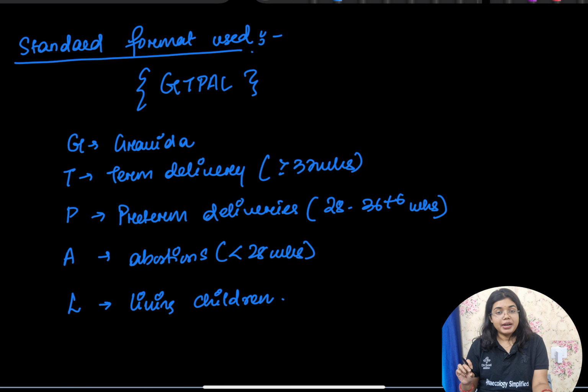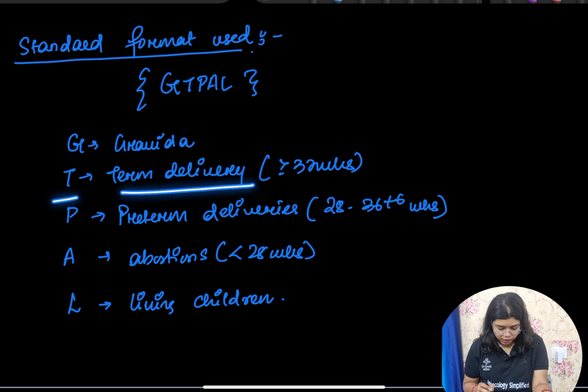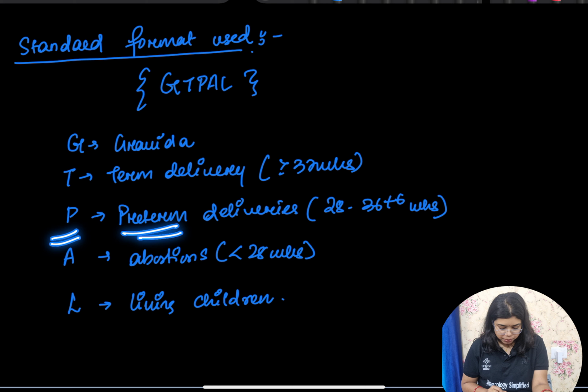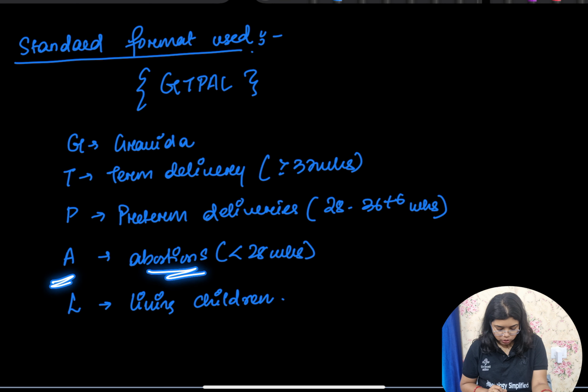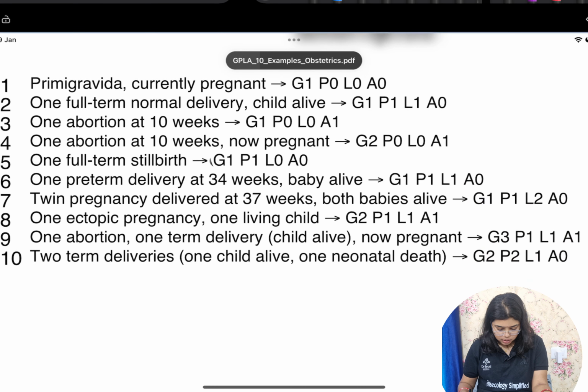Expanding that, we can write it as GTPAL. G means gravida, T means term pregnancy, that is more than or equal to 37 weeks of gestational age. P means preterm deliveries, that is 28 weeks to 36 weeks plus 6 days. A means abortion, that is less than 28 weeks in India. And L is living children. Fine, understood. Then let's solve some questions.